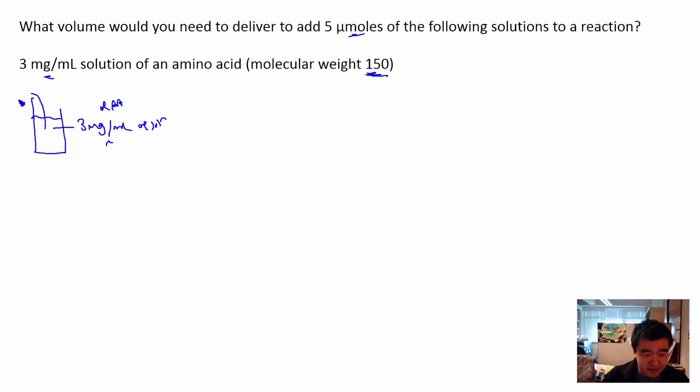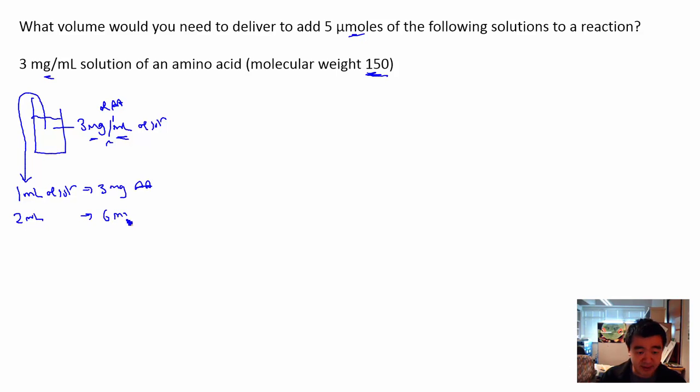So it means that, and again in English, milligrams, there's a hidden 1 over here. So that means if I take out 1 mil of this solution, in that 1 mil will be floating around 3 milligrams of amino acid. If I take out 2 mils, then in that 2 mils will be floating around 6 milligrams of amino acid. If I take out half a mil, then I'm going to be taking out 1.5 milligrams of the amino acid.